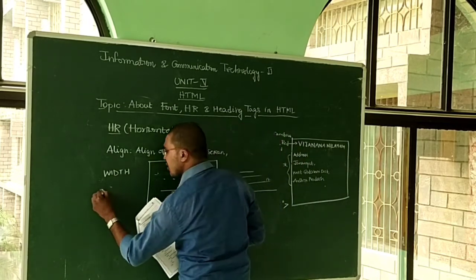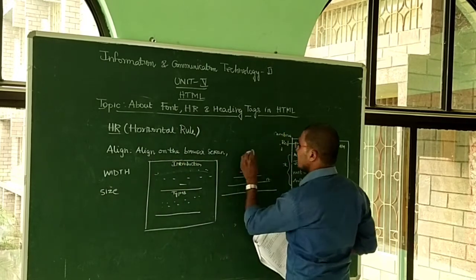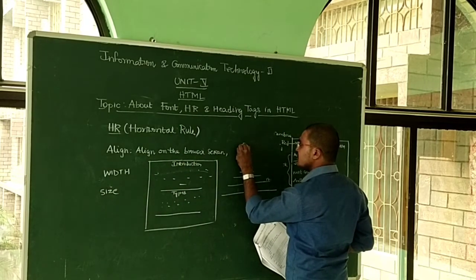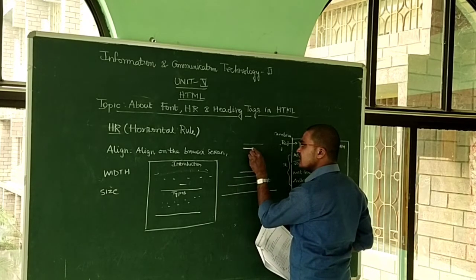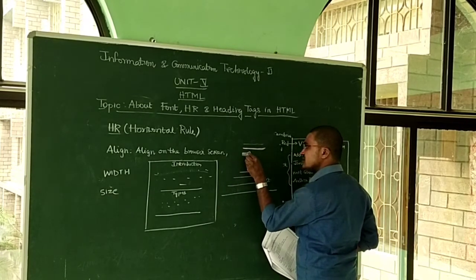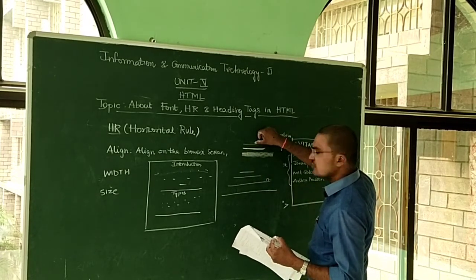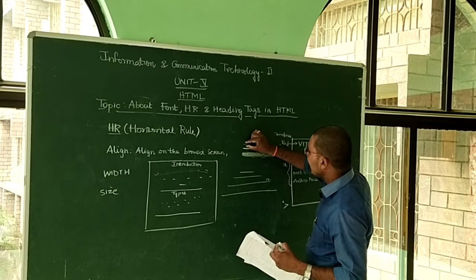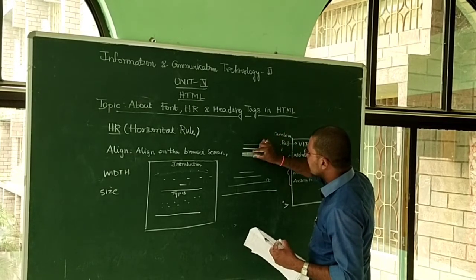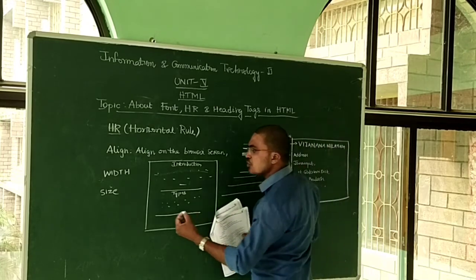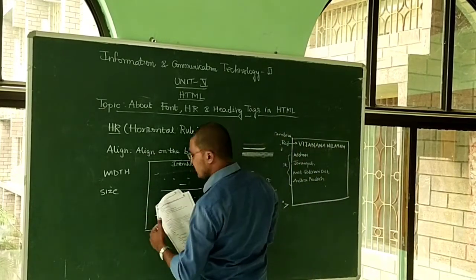The next one is called size. Size means how many pixels. For example, this is a very small hairline, this is much darker, and this is even more. So you can identify the difference between the line thicknesses. Hairline means a very small line, this is medium, and this is very large. So size helps decide how the horizontal rule is shown on the web page.